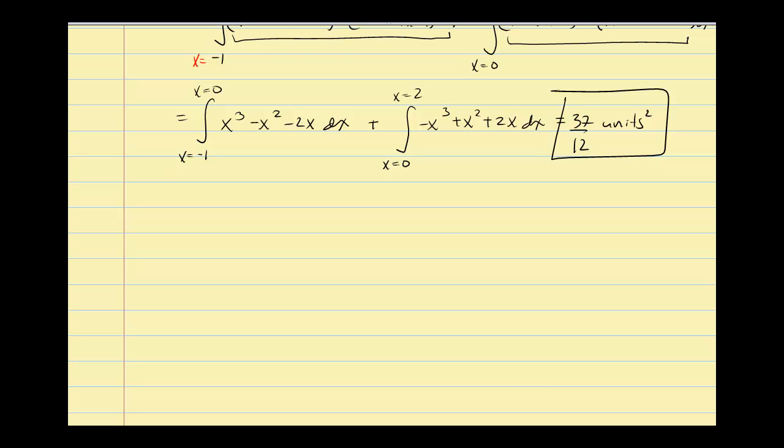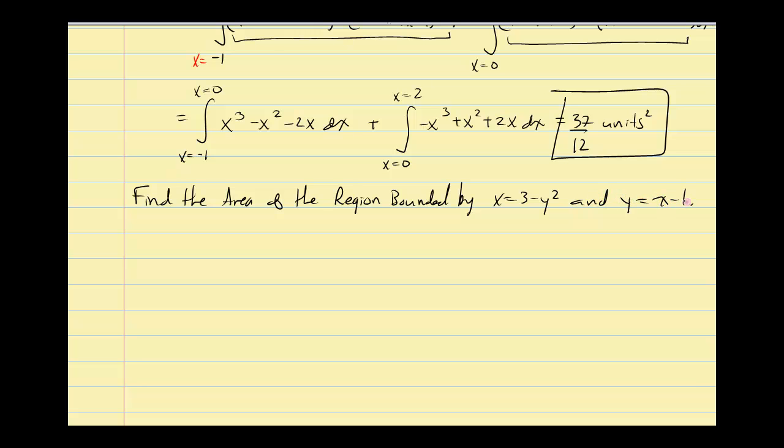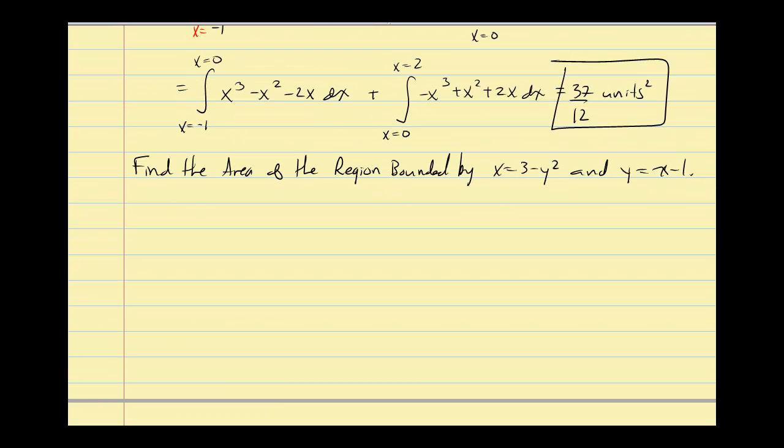Okay, one last problem. Let's go ahead and find the area of the region. This one's going to be a little bit different. Bounded by the functions x equals 3 minus y squared and y equals x minus 1. Now this one, right away I can see that we need to watch out for something. First of all, in this first function I have an x equals. In this second function I have a y equals.